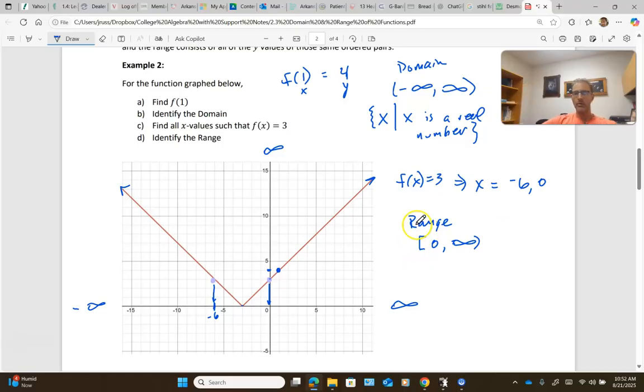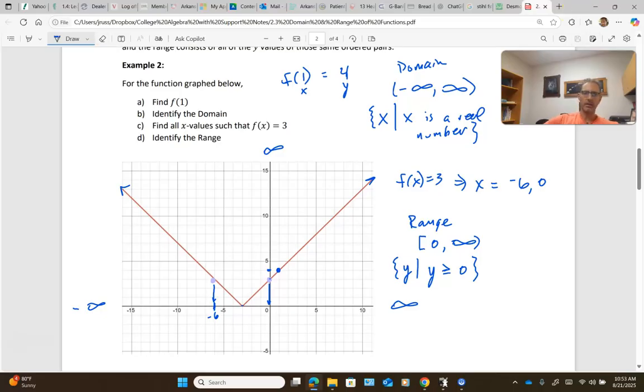Now, I want to also express the range in set builder notation. Okay, so I would do that by saying the range is all values of y such that. So how do I show that y is either 0 or a positive number? Well, I express it as an inequality. I say y has to be greater than or equal to 0. Okay.